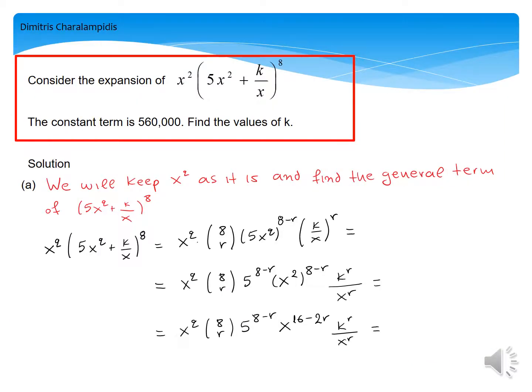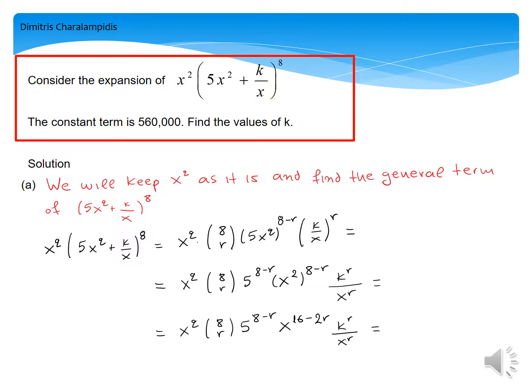So here it is. Consider the expansion of x squared times (5x squared plus k over x) to the power of 8. The constant term of this expansion is equal to 560,000. Find the values of k.